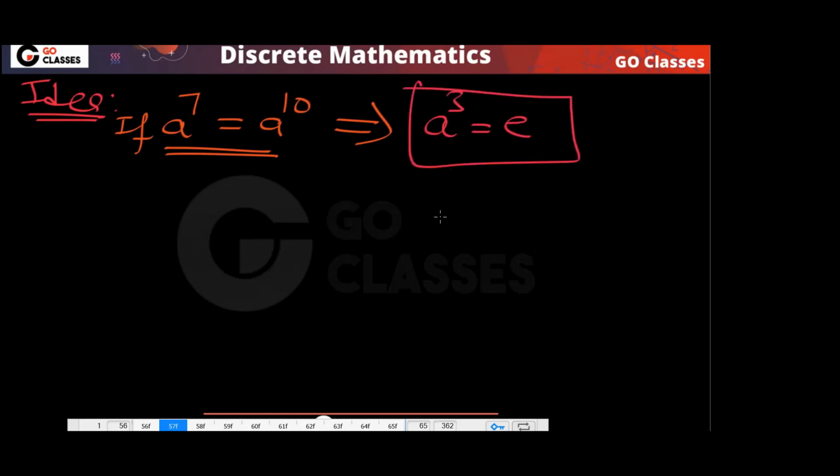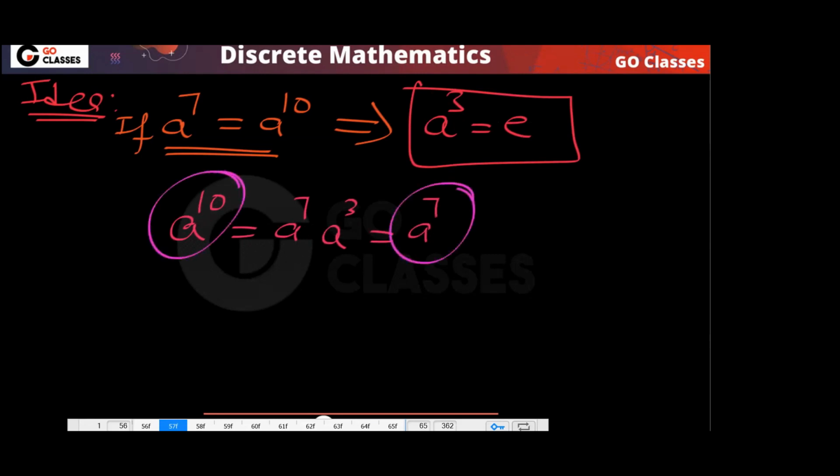This tells you that a power 3 will be the identity element, because a power 10 is a power 7 times a power 3, and that is the same as a power 7. A power 10 is the same as a power 7. So from here I can say that a power 3 will be the identity element. Yes or no? Is this idea clear to everyone?